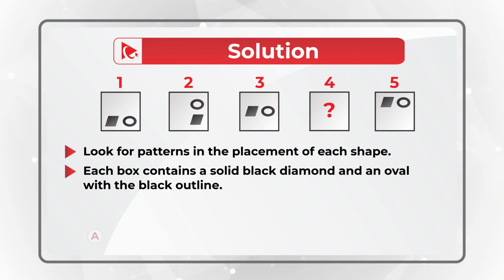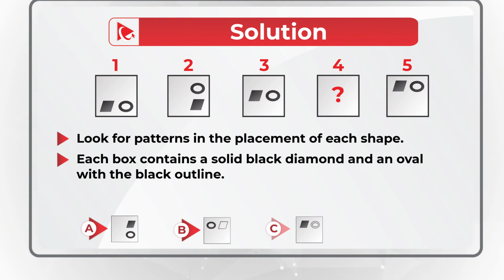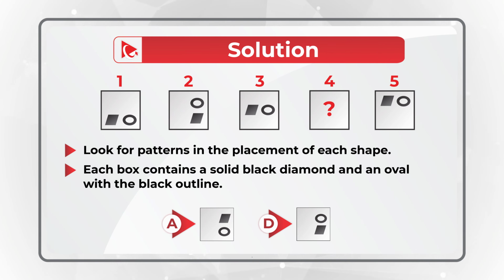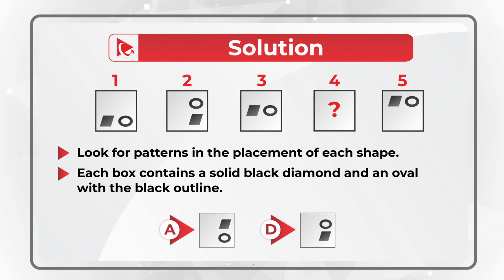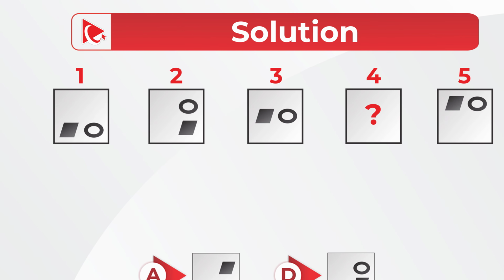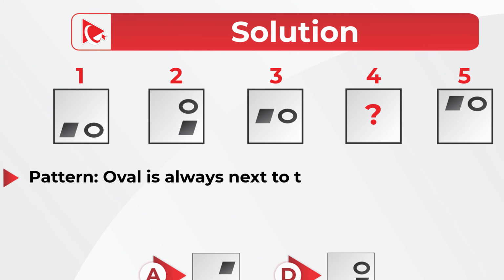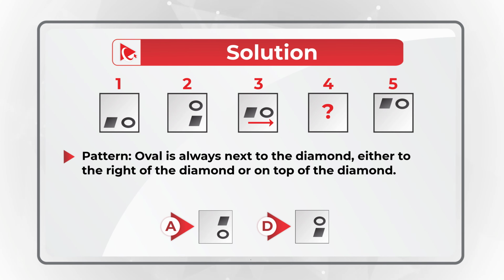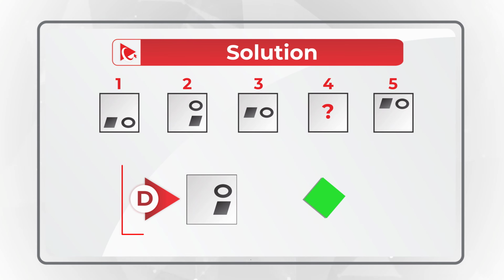We can safely assume that the square 4 will have similar shapes inside, which automatically exclude choices B and C, only leaving possible choices as A and D. To solve this puzzle and get to the correct solution, we need to detect the second pattern. And second pattern is that oval is always next to the diamond, either to the right of the diamond or on top of the diamond. Based on this information, the correct choice here is choice D.